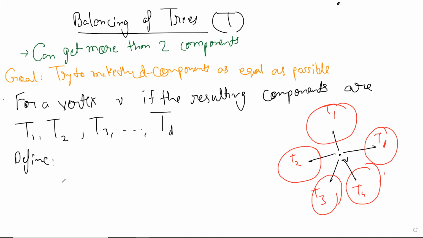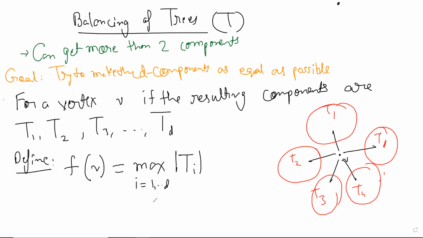let me define it first, then I'll say the motivation, and maybe I'll ask how it reflects balancedness. Define, let me just use the notation FV to be the max of the size of these Ti, i from 1 to D. First thing, someone please explain what this notation means, and then the motivation later.